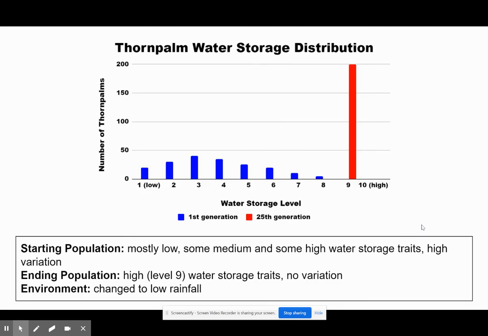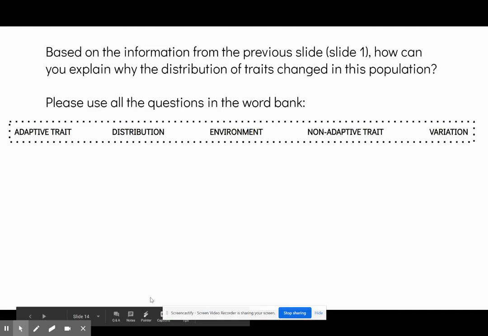And so again, it's the same thing. We've got our graph. We're reading the title, and we're reading the titles of the axes, the y-axis and the x-axis. This is the number of thorn palms. This is the water storage level, with number 1 being low water storage and number 10 being high water storage. And we're doing the exact same thing. Read the starting population information, read the ending population, and read how the environment has changed. And you're answering the same question.